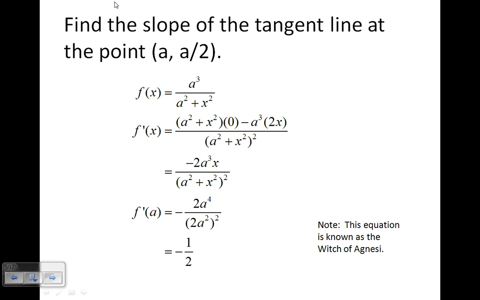This one asks you to find the slope of the tangent line at the point a over 2. So here's the function that they're giving us. Notice there's a's and x's in there. A is supposed to be just a constant, and x is your variable.